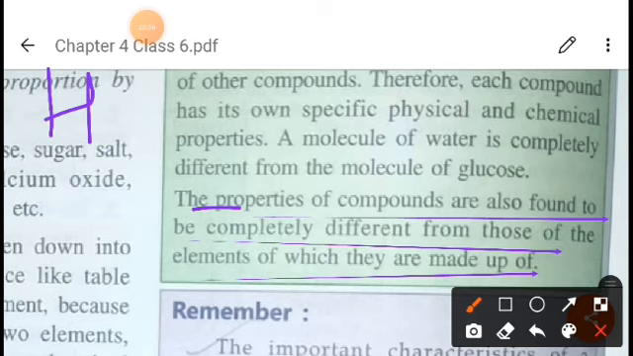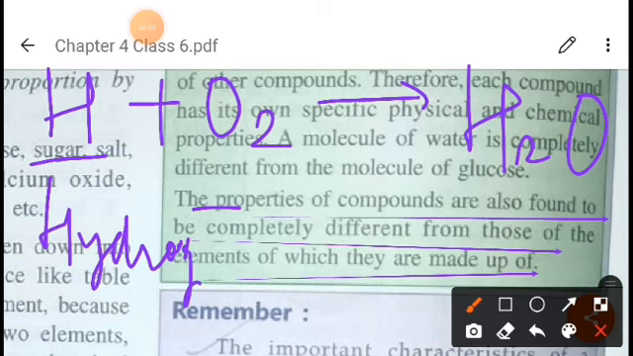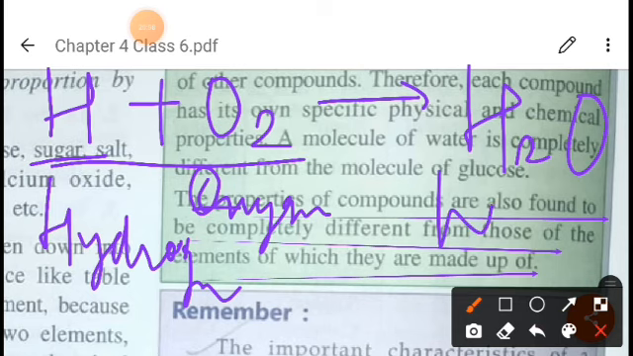There is hydrogen and there is oxygen. Okay, these two will combine to form H2O. H2O is a compound. So this one is hydrogen and this is oxygen, right? These two will combine together to form water.